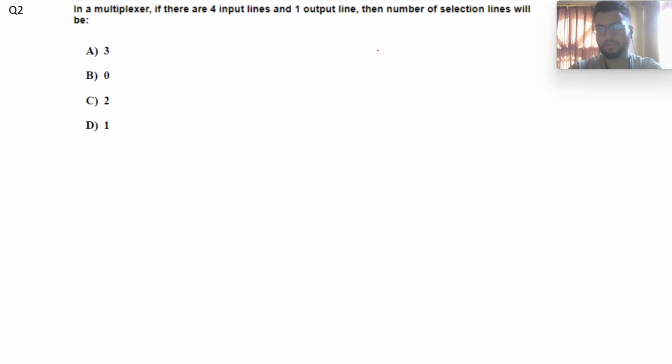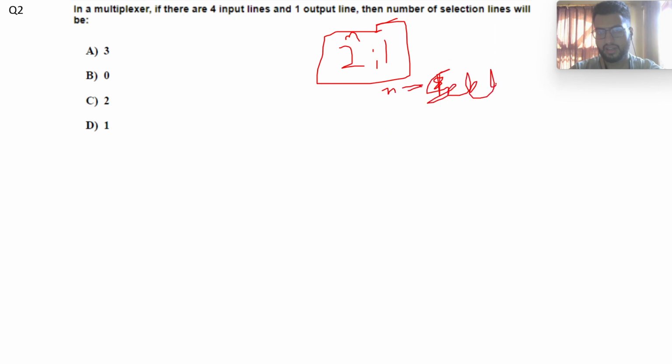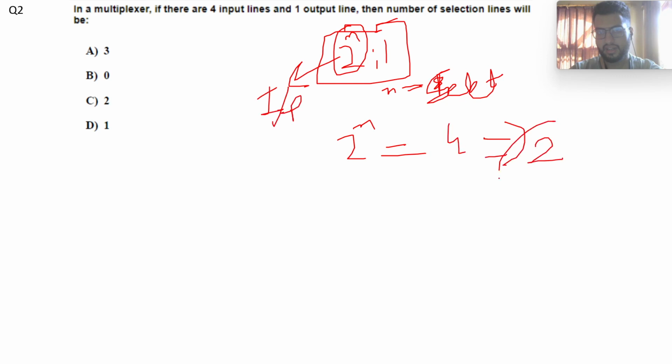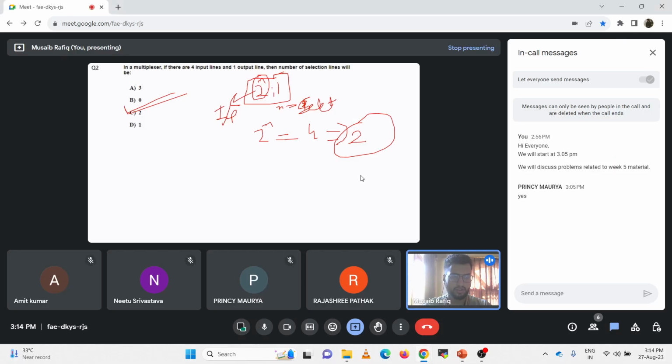But if you need to find it, generally we write 2 raised to power n is to 1 mux. So whenever you have a mux, its general form is 2 raised to power n is to 1 mux, where n is your select lines. Here 2 raised to power n, these are your inputs, the number of inputs. So here 2 raised to power n is equal to 4, that implies n is equal to 2. This is a simple way of doing it. So n is equal to 2 is your right answer.